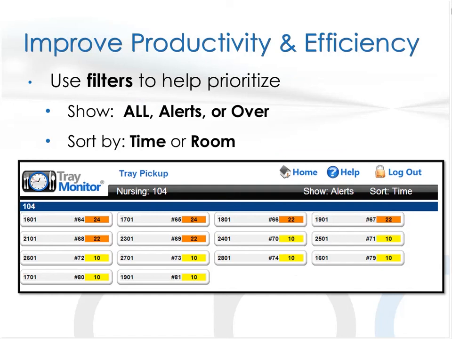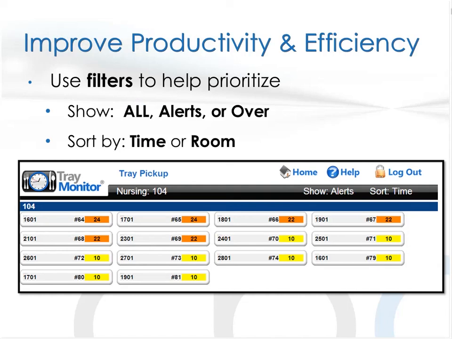So if I choose to filter on the alerts, I can choose to have all alerts, which would show me any that are over my time period or my threshold, and those that are in the warning state or getting close. Or I could just look at the ones that are over and hone in on those and where I need to go. You could also sort these tickets by time or room number.